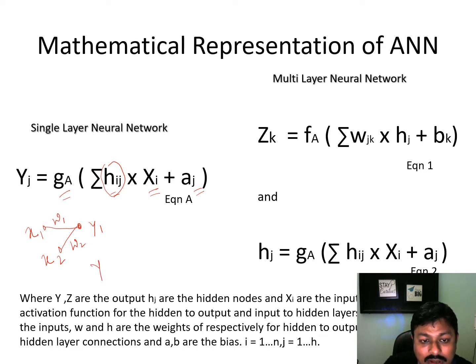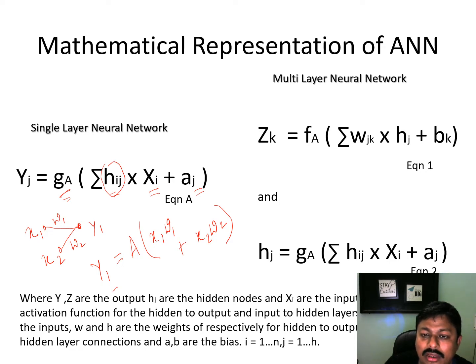Now what will be our Y1? Y1 will be some activation function, let us say this is G, some activation function, applied to the product of x1 with its weight W1 plus the product of x2 with its weight W2. Right? This will be your output Y1.